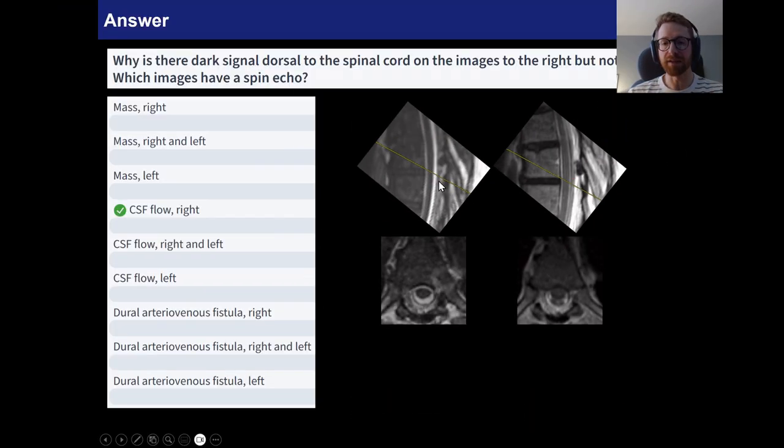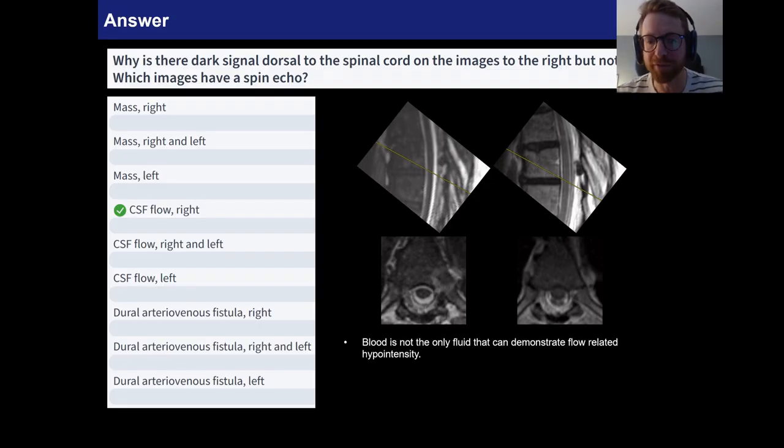So this is CSF flow, right? Which of the images have to have the spin echo? It has to be these ones, right? Again, the CSF is flowing out of the slice at TE/2. Therefore, it doesn't experience the spin echo. That's the reason that it looks relatively black. This sequence is a steady state free precession sequence, which is a special type of gradient echo sequence. And that's the reason that we don't have these flow voids on this sequence. There's no spin echo, essentially.